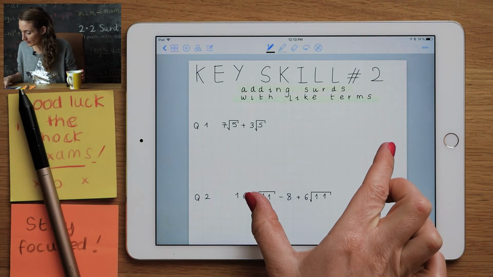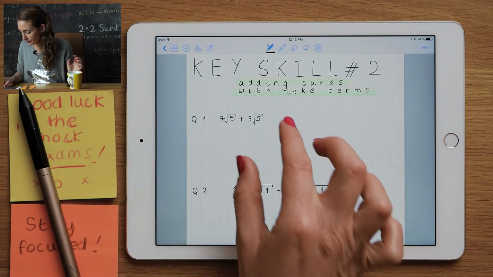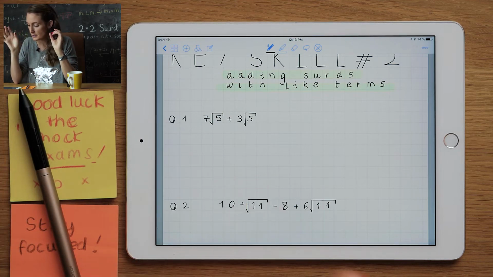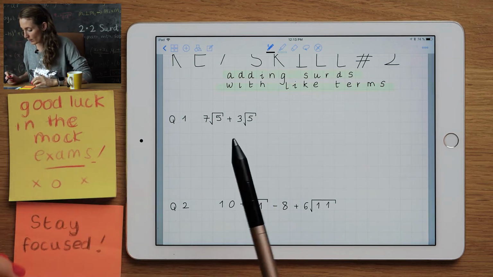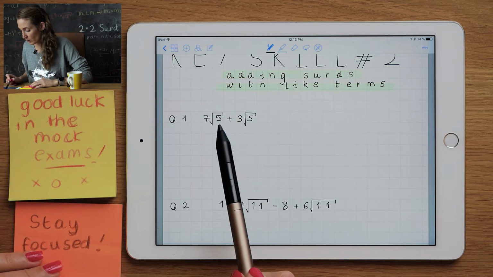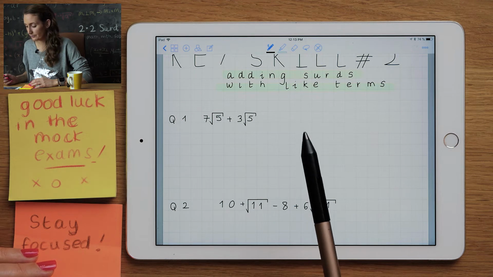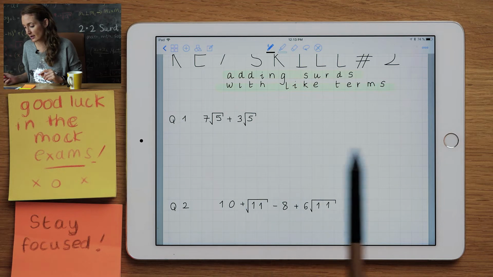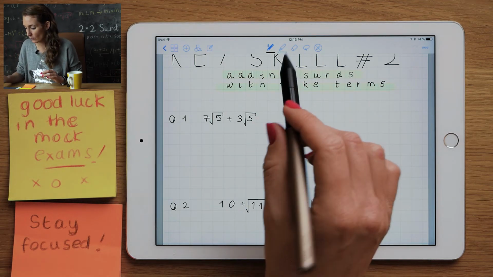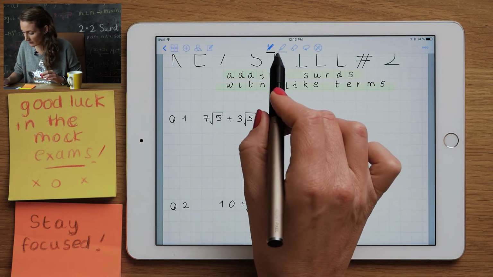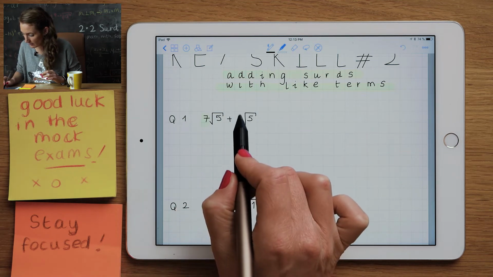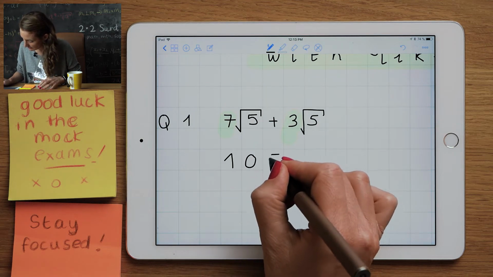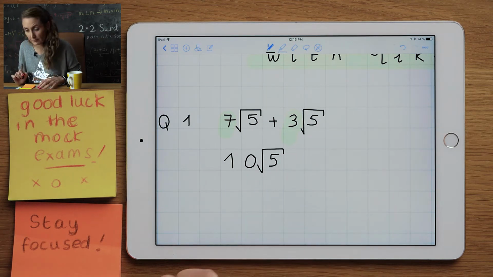In Key Skill 2, we're going to look at how you can add together surds. The important thing to remember is you can only add together the same surds. So in this situation, you have a square root 5 and you have another square root 5. They can be added together. It works just like adding together an x. If you had 7x and 3x, your answer would be 10x. So all you need to do to add them together is to add the numbers in front. So 7 plus 3 is 10. So your answer here is 10 square root 5.